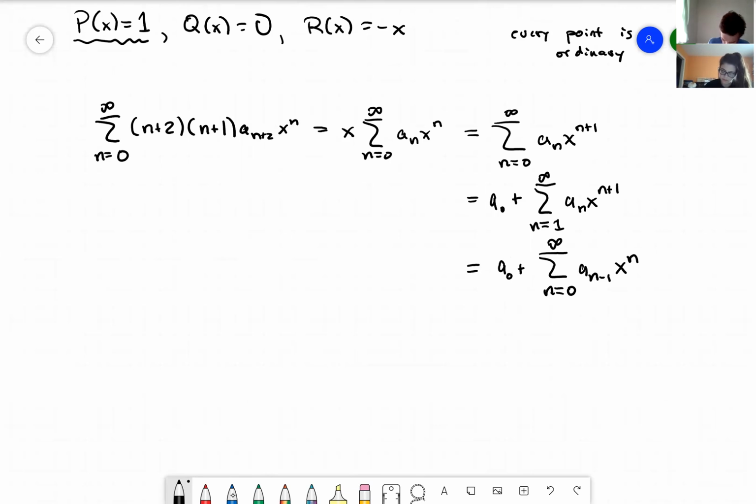And then matching coefficients up here. To make sure I'm not messing this up. No, I think I got it right. So matching up coefficients, I get n plus 2 times n plus 1 a n plus 2 equals a n minus 1.